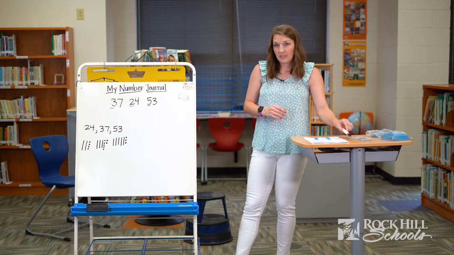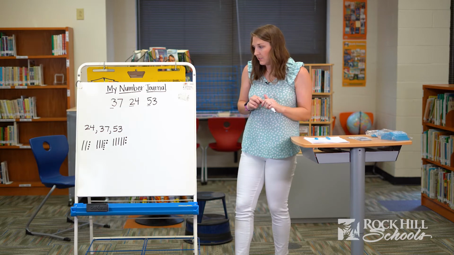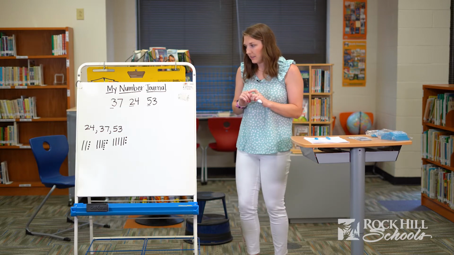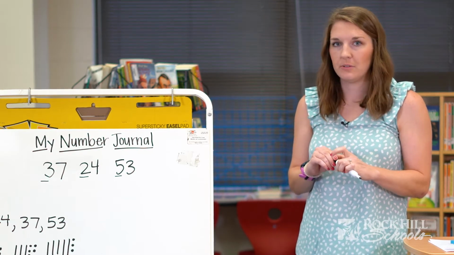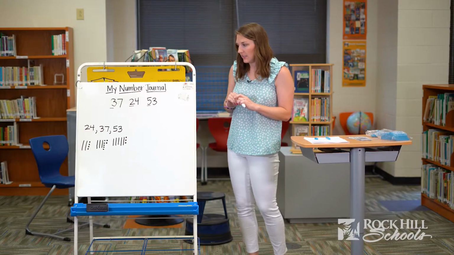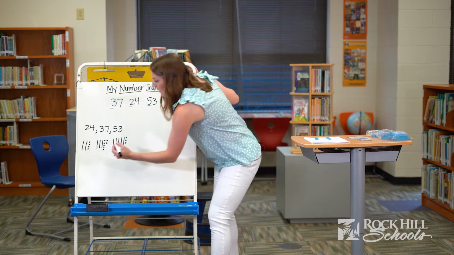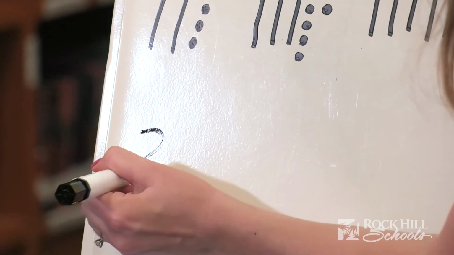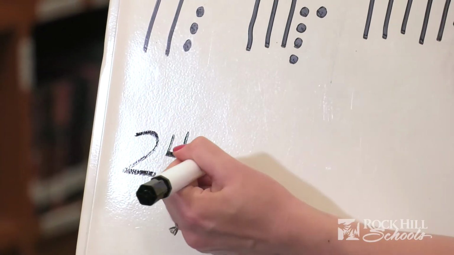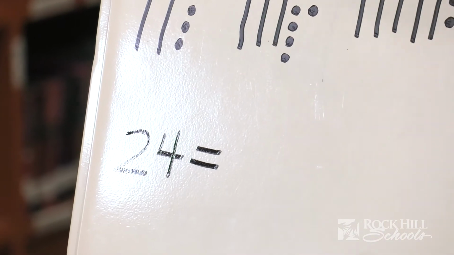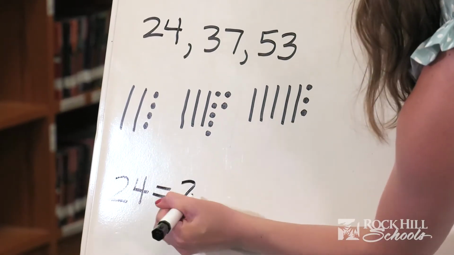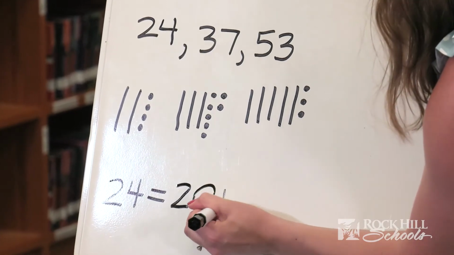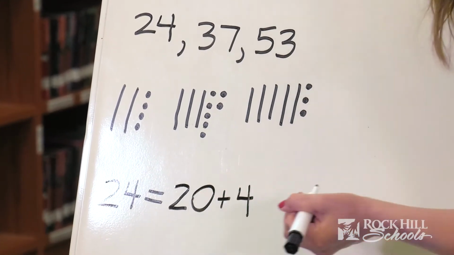All right, the next thing that we're going to do is write each number in expanded form. So remember, expanded form is when you pull the values out of each digit in your number. So for 24, we're going to say that 24 equals, and we can use our base 10 blocks to help us, 2 rods is 20 plus our 4 units.